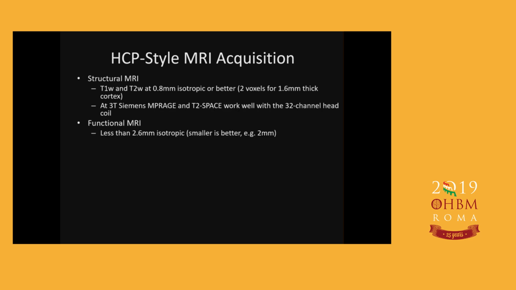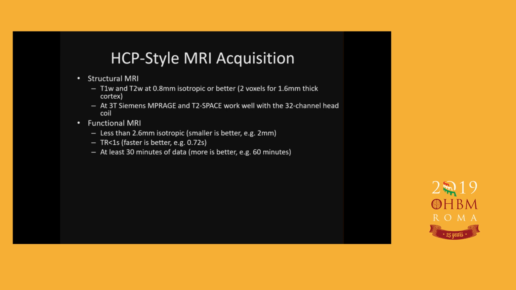For functional MRI, we want to be less than the 2.6 millimeter average thickness of cortex. Smaller is better if we have the SNR to do it. And also we want to image fast. I'm not going to talk any more about this particular point here, but Tuesday morning we're going to have a symposium about the global signal where I'll give a lecture all about data cleanup in fMRI. And really fast imaging is critical for doing that well.